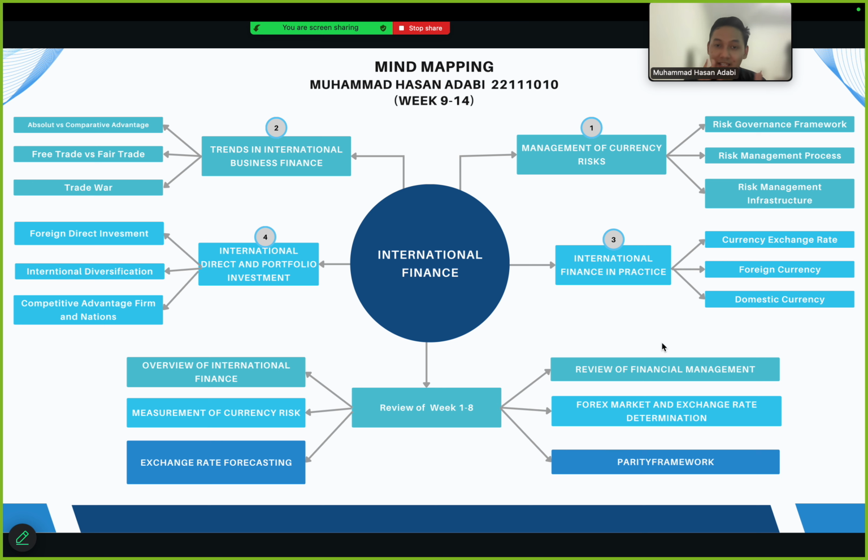And the second one is the chapter called Trends in International Business Finance. We will talk about three of them. The first one is absolute versus comparative advantage. In a simple way, absolute advantage is when a country produces more efficiently, while comparative advantage is when a country produces at a lower opportunity cost.